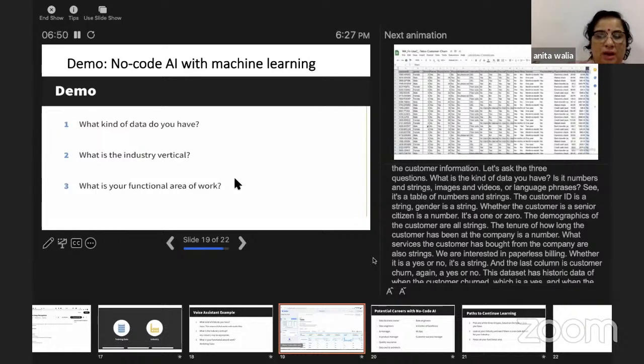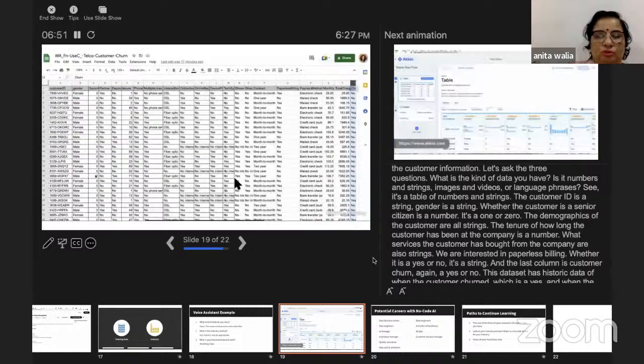I have customer ID. For example, I'll just show you here. The customer ID is a string. The gender is a string. String means in words. So customer ID is an alphanumeric sequence which I have given. Gender is male and female. And then I have also categorized the customer as senior citizen customer or not, which is in numbers.